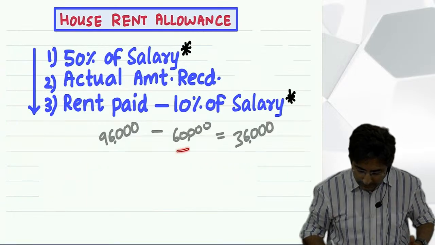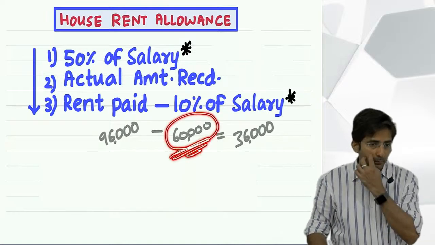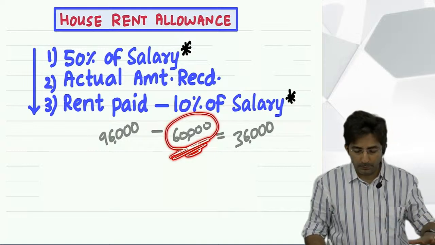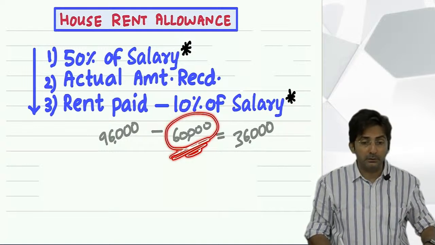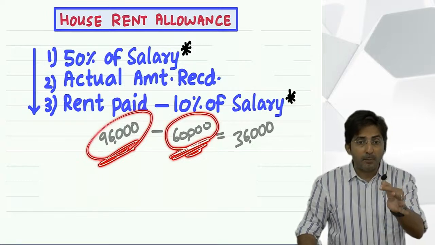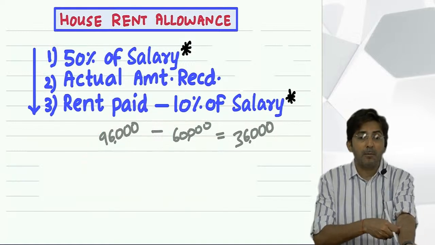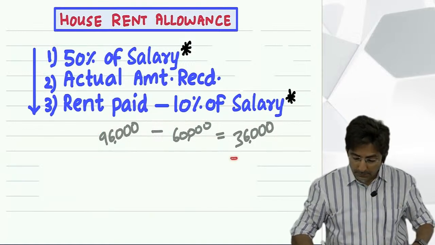If you would have paid 60,000, then we will not feel sympathetic for you. We will not feel pity on you. But you have to pay 96,000. So what is the extra amount? 36,000. This extra amount is pinching you. That means this is a burden.